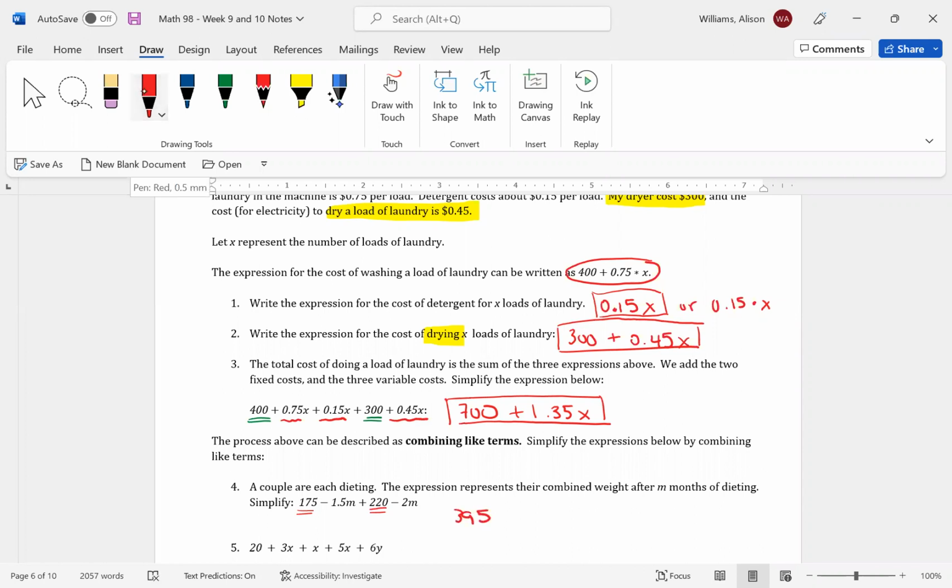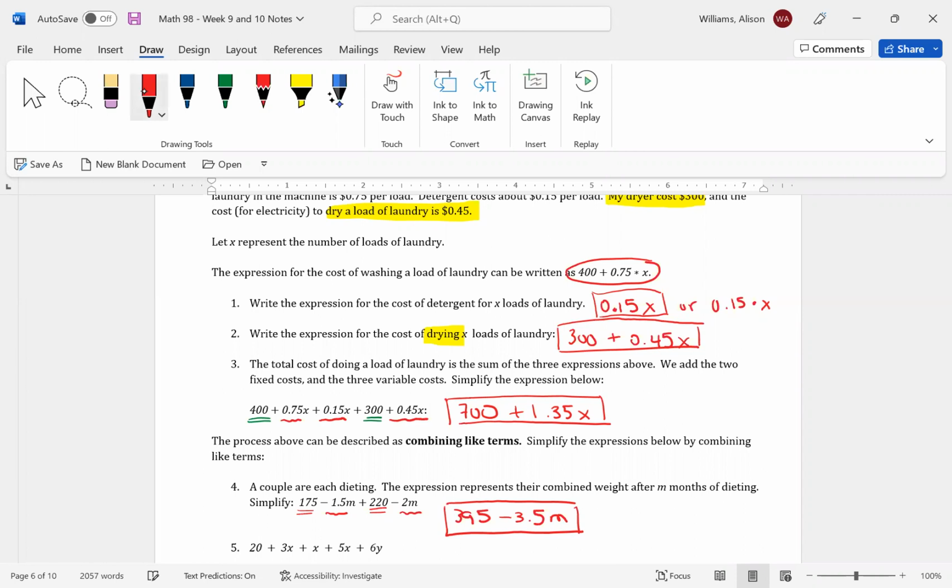Then we have that one is losing at a rate of 1.5 per month, and the other one is 2 per month. So combining those two numbers together, I'm getting 3.5, but it's a minus because it's what they're losing every month. Because I'm adding two negative numbers together, the answer stays negative.